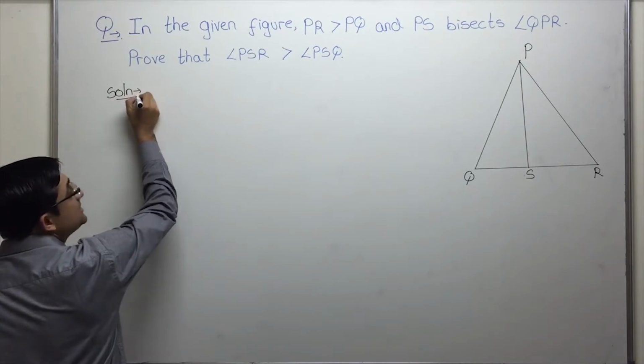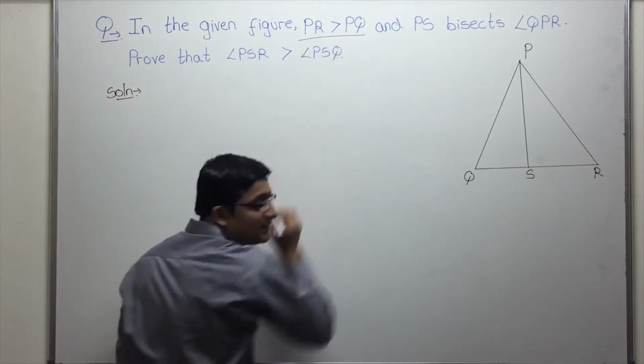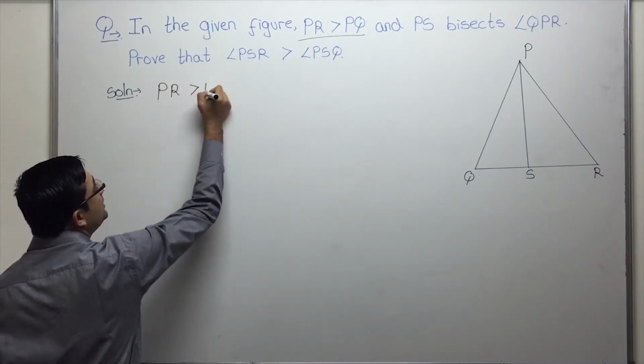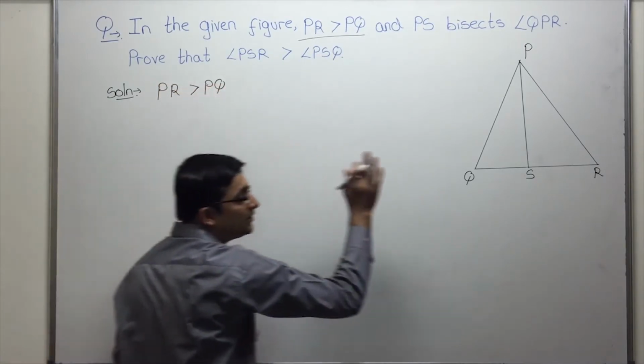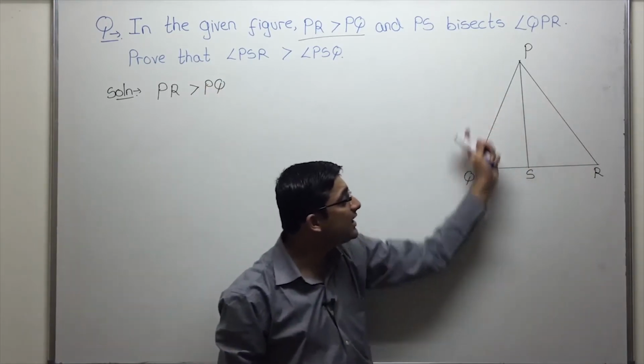So the first step is write down what is given to us. The first thing given to us is PR is greater than PQ. Write it down. So PR is greater than PQ. So locate it in your figure. PR is greater than PQ. So look in the triangle PQR.